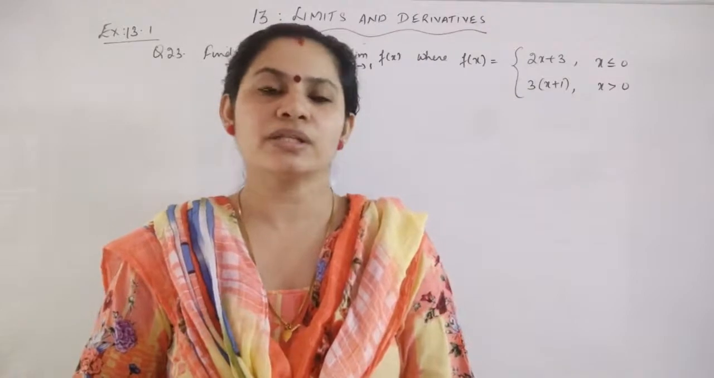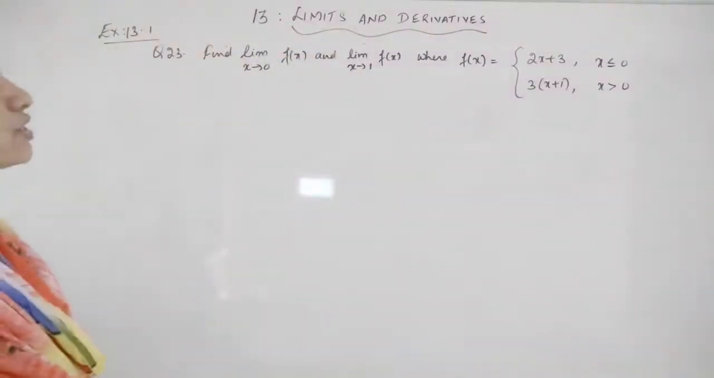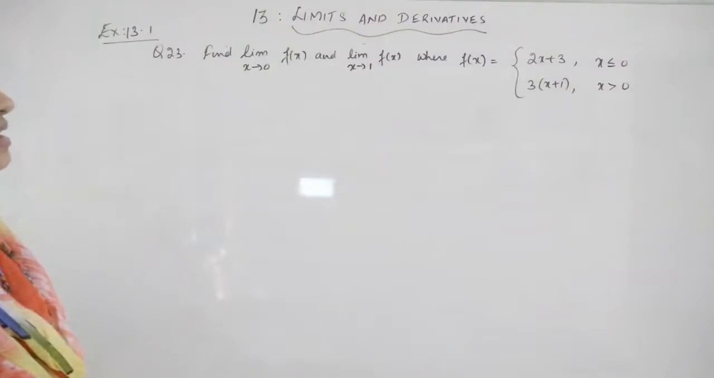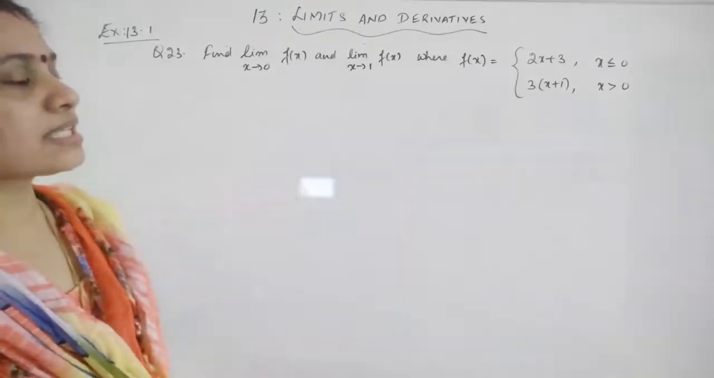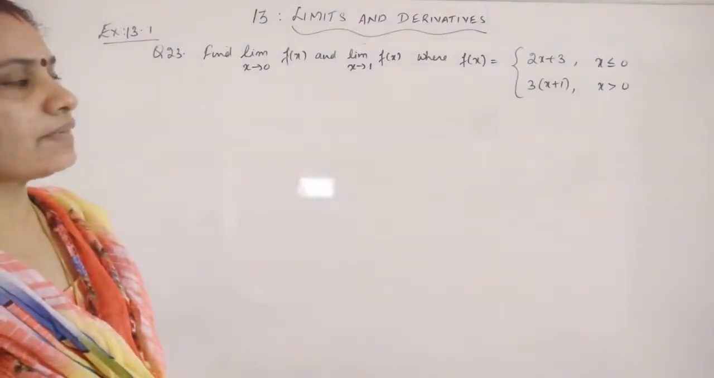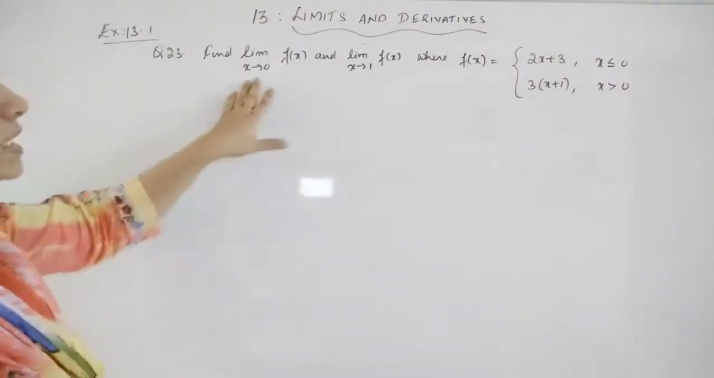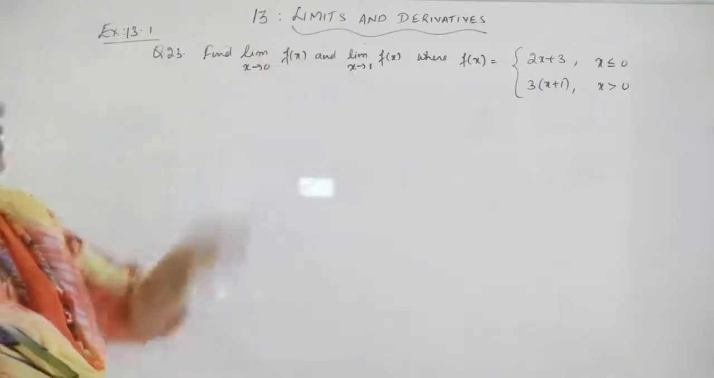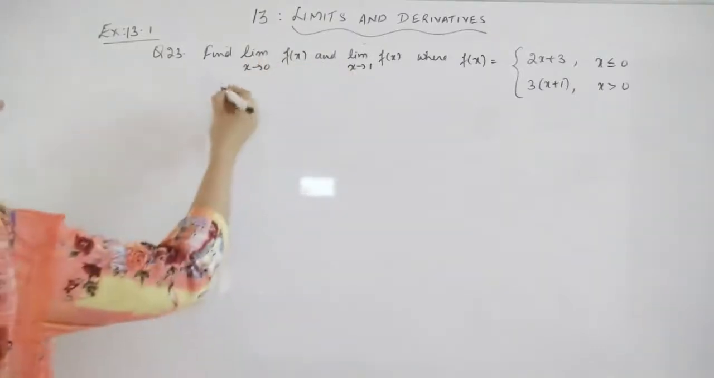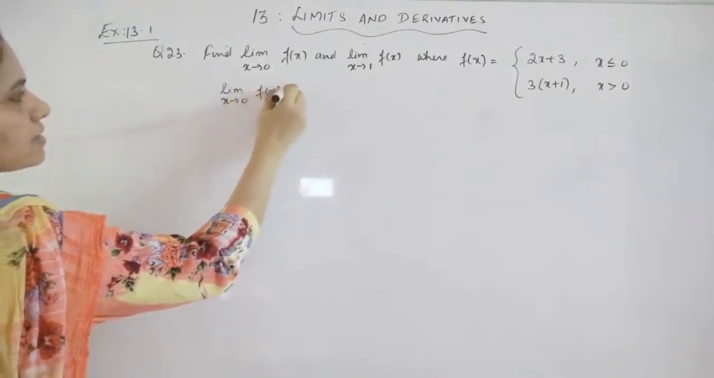So let's start with question number 23, which is: find limit x tends to 0 f of x and limit x tends to 1 f of x, where f of x is given to have two values. When x is less than or equal to 0 you have 2x plus 3, and when x is greater than 0 you have 3 into x plus 1. You need to find out the limit when x tends to 0 as well as the limit when x tends to 1. So let's start with finding out limit x tends to 0 f of x.